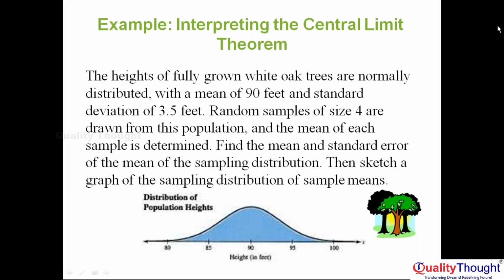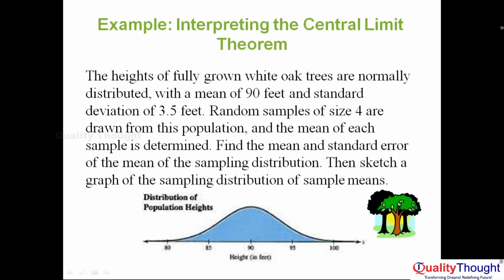What is the population distribution represented over here? Is it a bell curve or a different curve? All of you? Yeah, it is clearly a bell curve. Okay, it is normally distributed. The problem itself clearly mentions it is normally distributed. But even though it is normally distributed, the size of the sample is 4, which is less than 30.